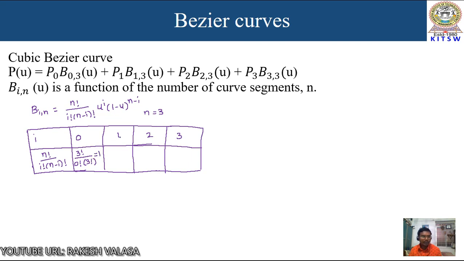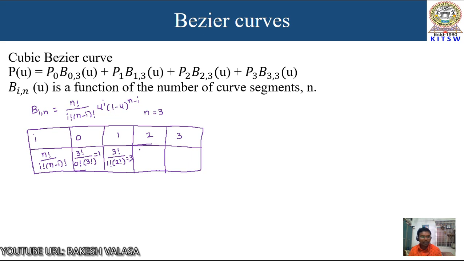Next i equal to 1, n equal to 3. 3 factorial by 1 factorial into 3 minus 1, that means 2 factorial. So 3 factorial by 2 factorial. Here 3 factorial equal to 3 into 2 factorial, the 2 factorials get cancelled. The answer is 3.